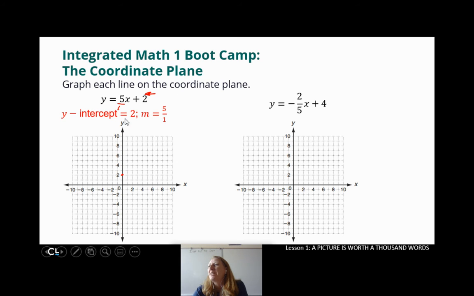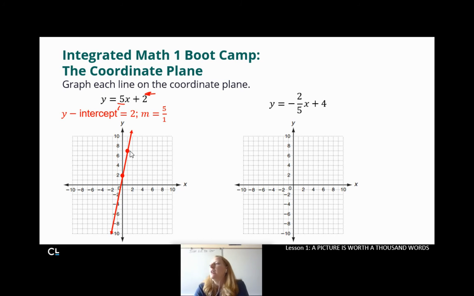So my y-intercept is a positive 2. I will make my point at 2. My slope is now 5 over 1. So I'm going to rise 5 and run 1. You have to have a denominator. It's rise over run. You've got to have something on the bottom. If there's nothing on the bottom, put a 1 under it. So I'm going to, from my y-intercept, rise 5: 1, 2, 3, 4, 5, and then I'm going to run 1 and put another dot and connect them up.